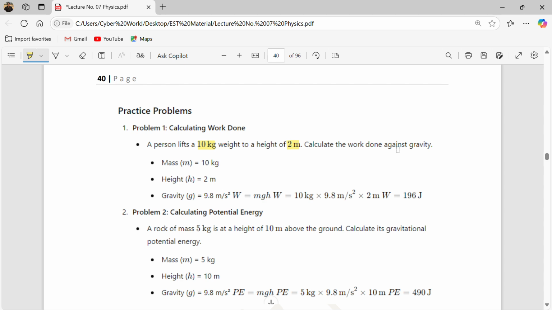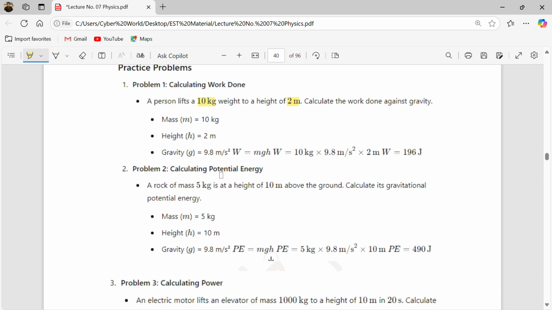Okay. And next, you have to calculate the potential energy. What if you have to find the potential energy? You know that the formula is mgh. So the example is a rock of mass 5 kg. The mass of the rock is given and the height of the rock is also mentioned, which is 10 meters above the ground. You have to calculate the gravitational potential energy. So again you use mass 5, g 9.8, and height 10. Multiplying these three, you will get your potential energy, which is 490 joules.